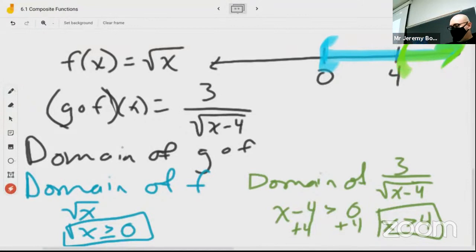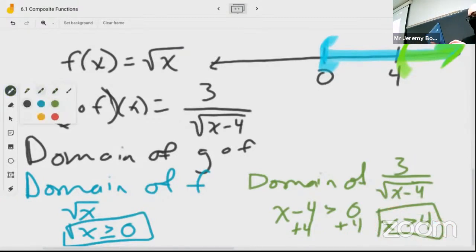And so when we combine those restrictions together, we're going to use the most restrictive domain. This one includes 1, 2, 3, 3.5, 2.5, 1.5, all these numbers that can't be in this one. So we want to choose the most restrictive one. That is going to be our domain. So the domain of g of f is going to be from 4 to infinity.